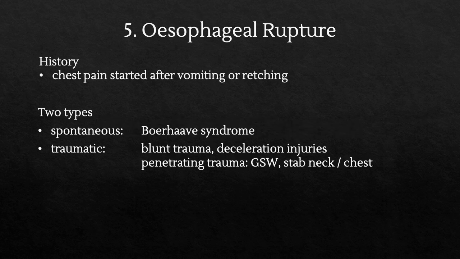Next up is your esophageal rupture. From the history, the patient will usually present with a chest pain that started after vomiting or retching. You can have two types, which is a spontaneous. These are usually caused by Boerhaave syndrome or deceleration injuries. Or you can have penetrating trauma to the neck, stab neck, chest, gunshot wounds. They can all cause esophageal ruptures.